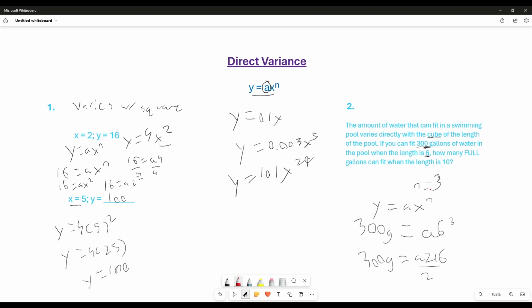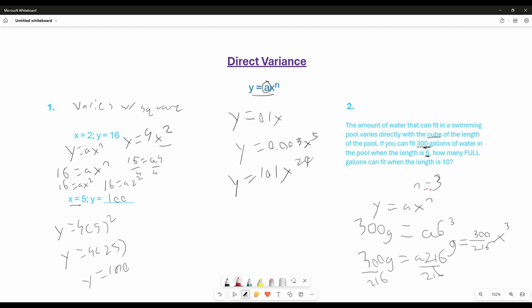Either way, divide by 216 on both sides. I don't feel like simplifying that fraction. So that means that the amount of gallons, or y, equals 300 over 216 x cubed, where x is the length. Sorry, I blanked there.